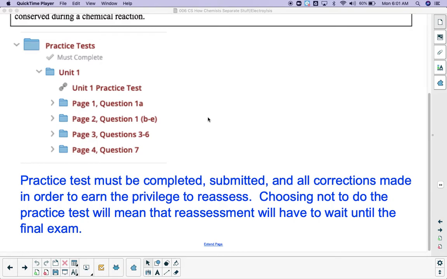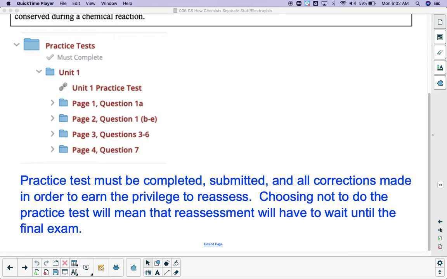Much like car insurance, we hope that you're not going to have to use it. If you've kept your portfolio up to date, you've completed and checked and made corrections to your practice test, hopefully you won't need to use the reassessment privilege anyway. However, just like you wouldn't drive your car without insurance, you don't want to take your chem study test without insurance either. Choosing not to do the practice test will mean that your reassessment will have to wait until the end of the semester in January on your final exam.